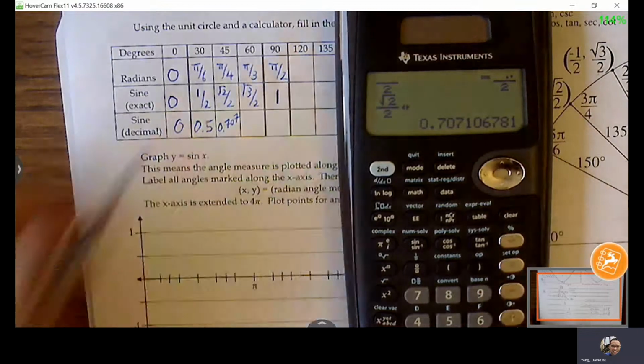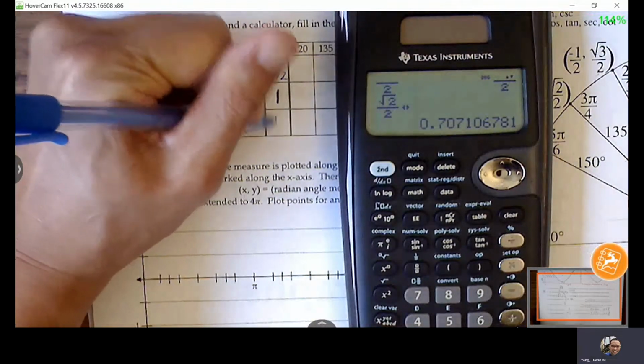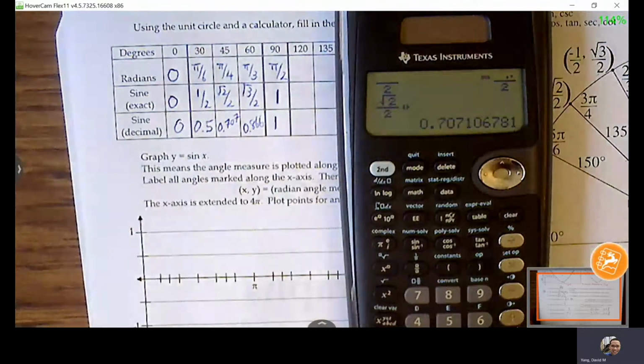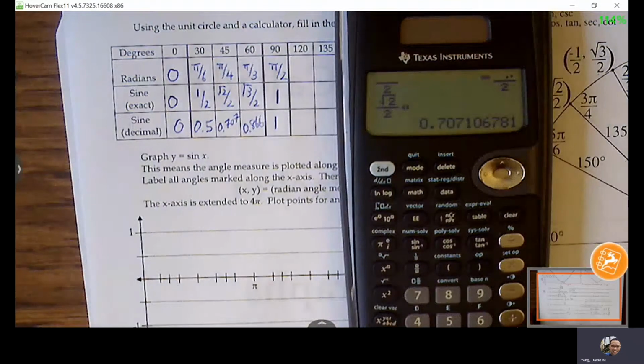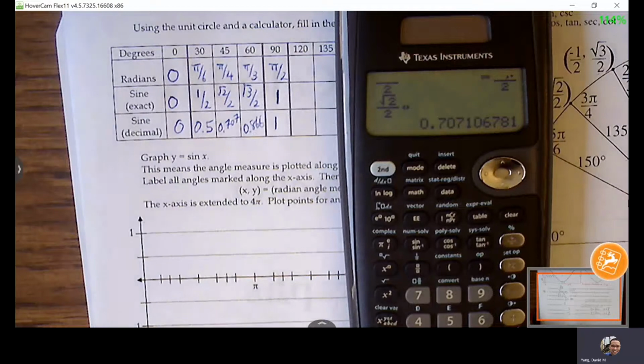Do the same thing with root 3 over 2. And these are decimals you're going to see over and over again. So eventually you're just going to associate 0.707 with root 2 over 2, and then 0.866 with root 3 over 2. You're going to see these decimals over and over again, so eventually you're just going to recognize them.